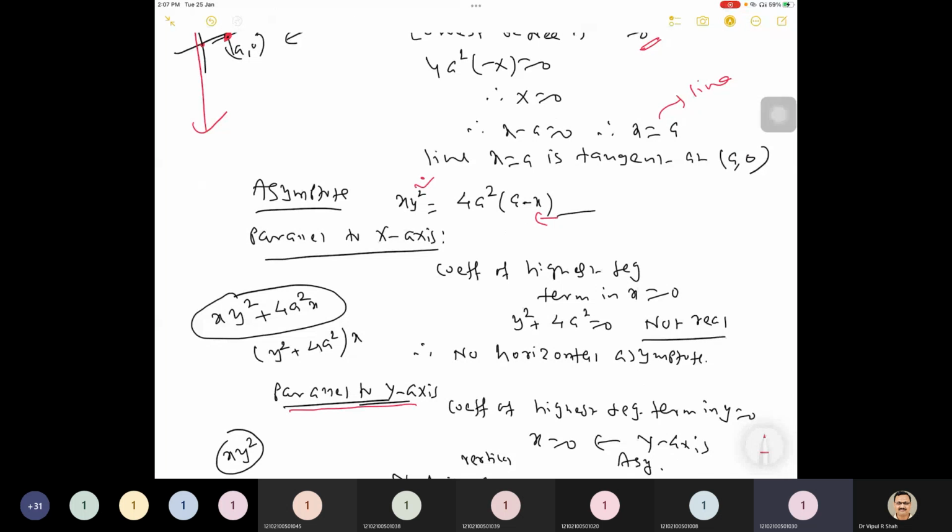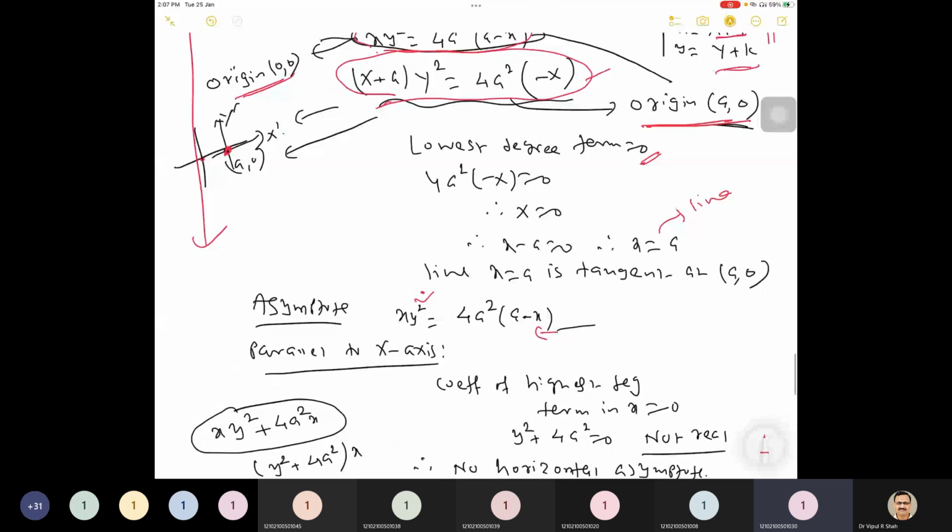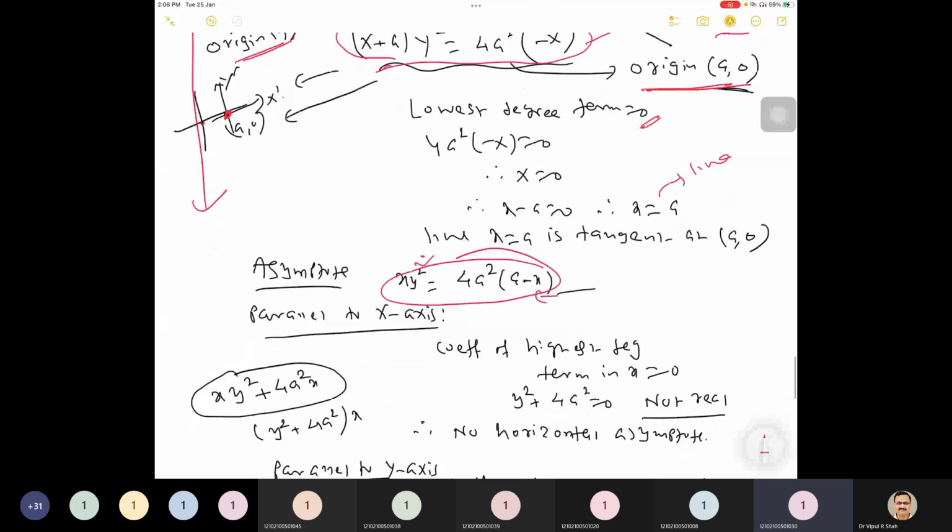Same way, let us find out the asymptote parallel to y-axis. So this is the equation. What is the highest degree term of y? I repeat. What is the highest degree term in y? xy square. I have said term.